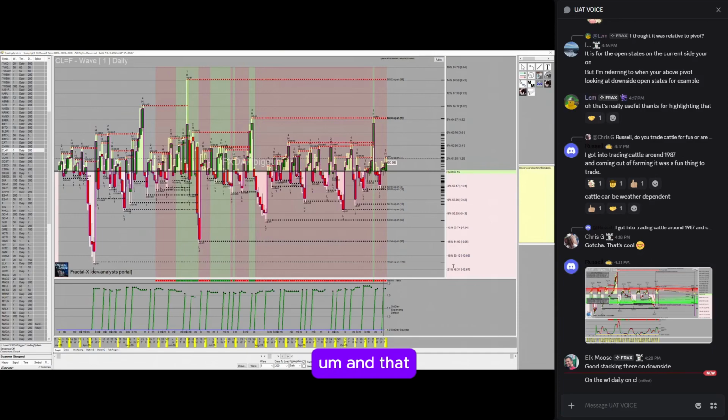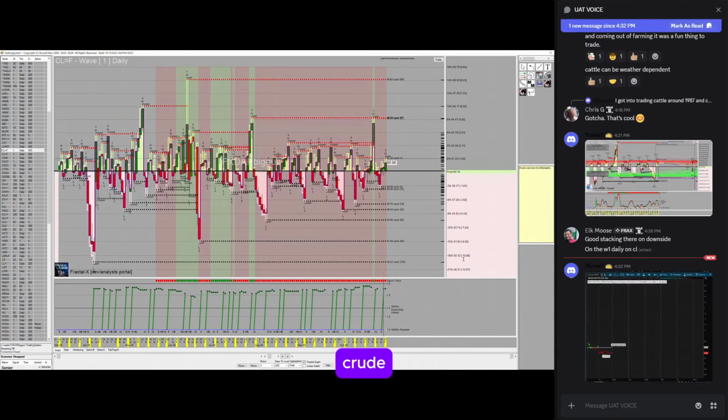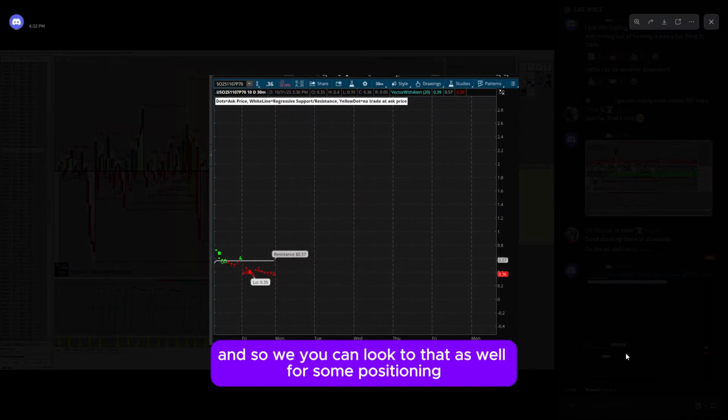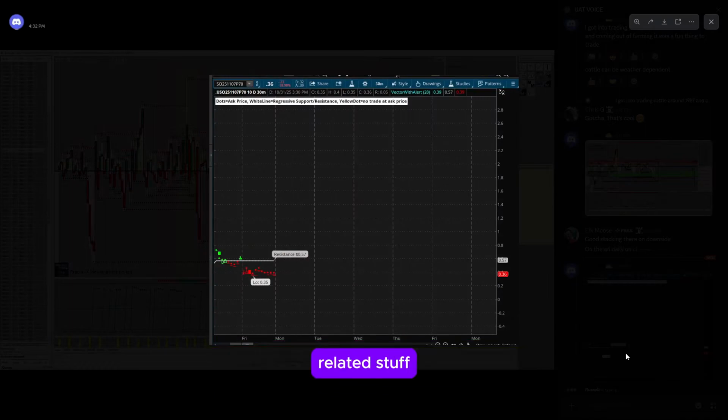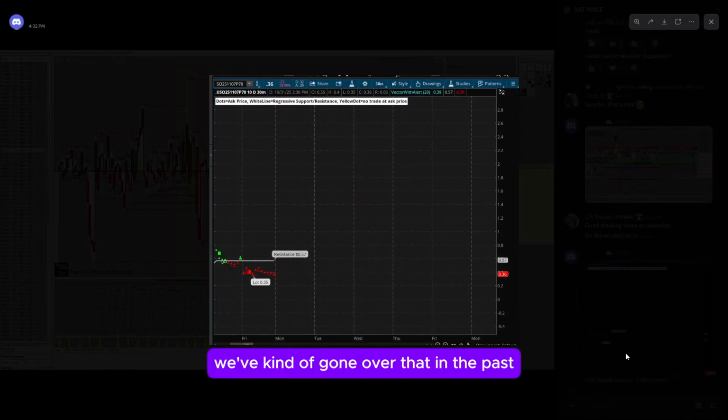And what is USO doing? It's actually holding a position of cash and crude oil futures, right? CL futures. And so you can look to that as well for some positioning related stuff on there. We've kind of gone over that in the past with USO.